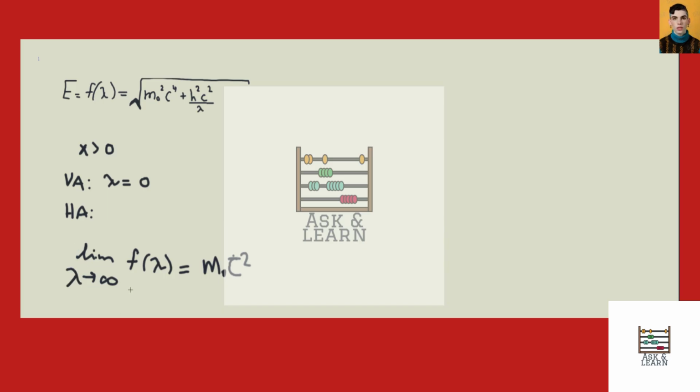All right, so here we have a horizontal asymptote at E equals m at rest, c squared. All right, and now we know that f of lambda is going to be decreasing on its domain. So it's decreasing.